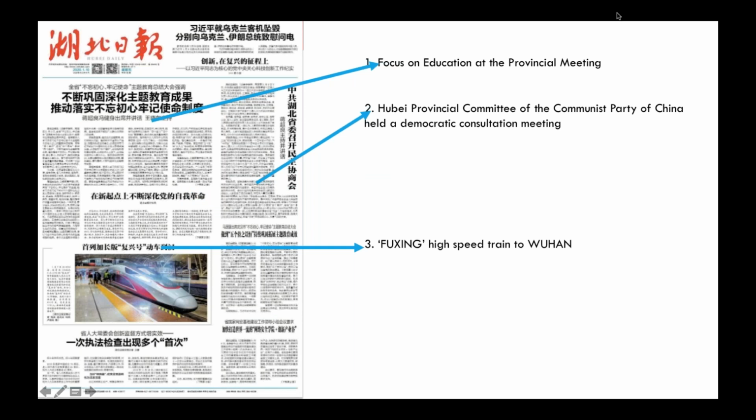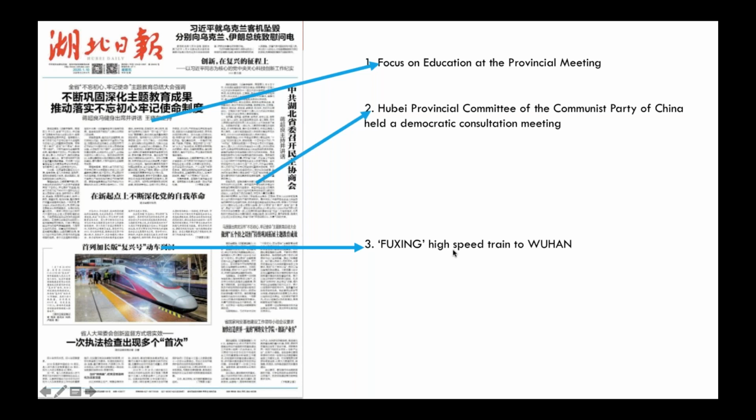So here is something I want to illustrate a little bit further about this provincial reporting of politics. This is the Hubei Daily newspaper from January 10th, and these are some of the headlines I've translated. This one talks about a focus on education at the provincial meeting. Another says the Hubei Provincial Committee of the Communist Party of China held a democratic consultation meeting. Another story, through pictures, points out the Fuxing high-speed train.